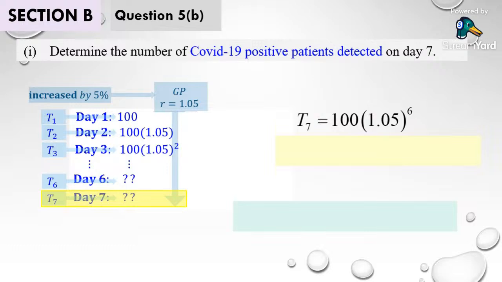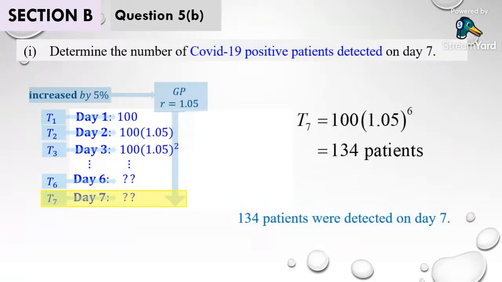geometry progressions formula, 100 multiply 1.05 to the power of 6. We have the answer, 134 patients. So therefore, this is the answer that we have for the 7 days.